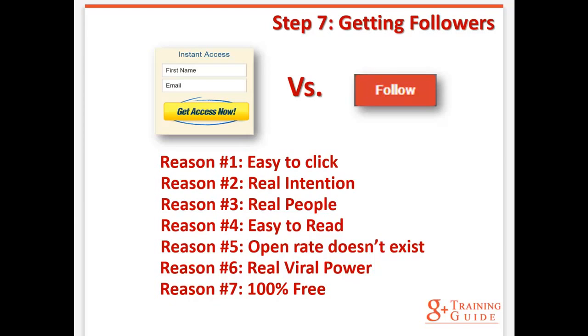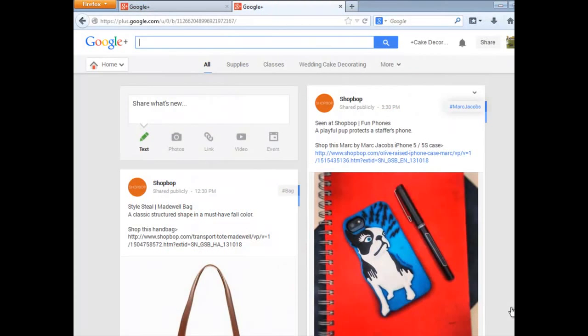Reason number 7, 100% free. How much do you pay for a 50,000 subscribers list? $100, $200 every single month? Sometimes you have to call in to the list provider just to get the price for a list of more than 25,000 subscribers. If you have to call in to a service in order to know the price, just imagine what that price must be. On Google Plus, you can manage even millions of followers, and do you know how much you have to pay for it? Absolutely nothing.